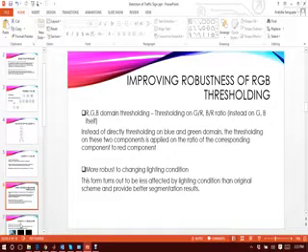Now, before we go into improving the robustness of the RGB thresholding, let me tell you that the data used for this method are collected by a regular consumer level camera from real road. There are actually total of 65 images collected. Among them, 52 images have stop sign and 13 has yield sign. All the images are resized to 640 by 480 size.